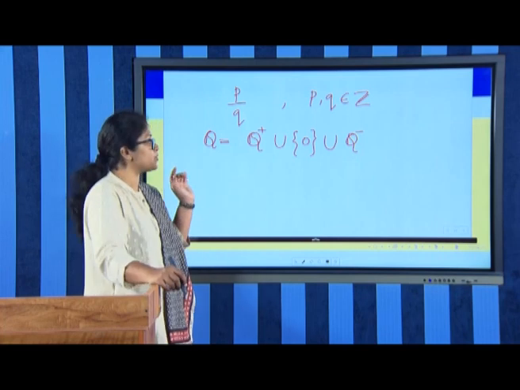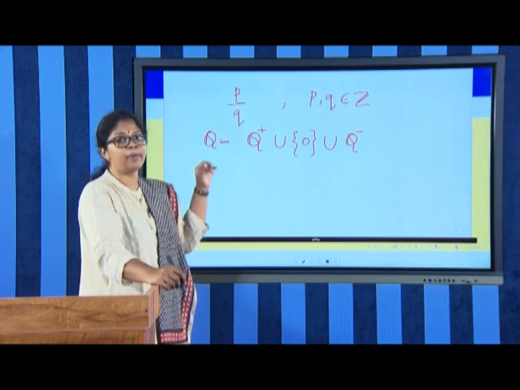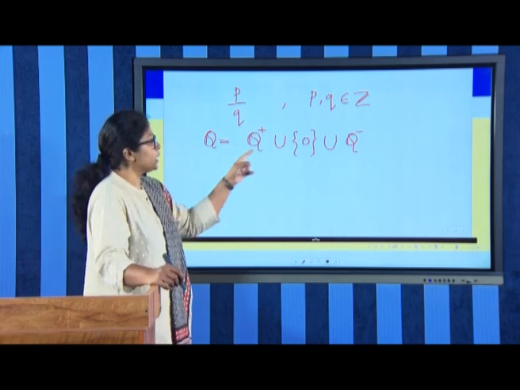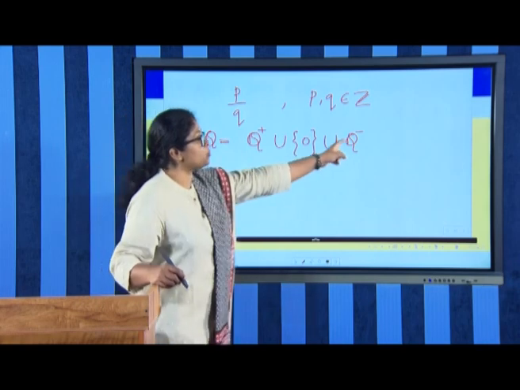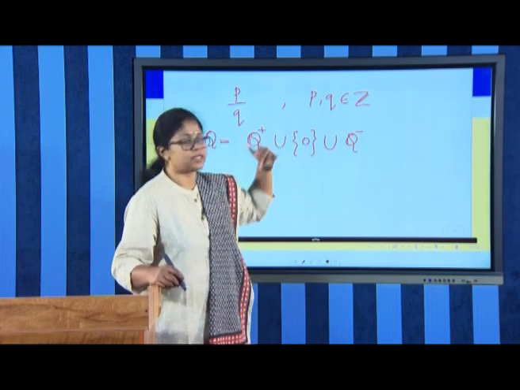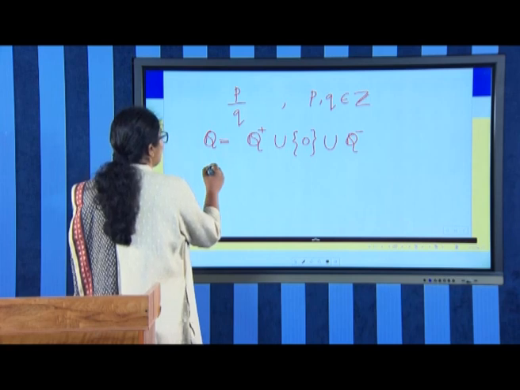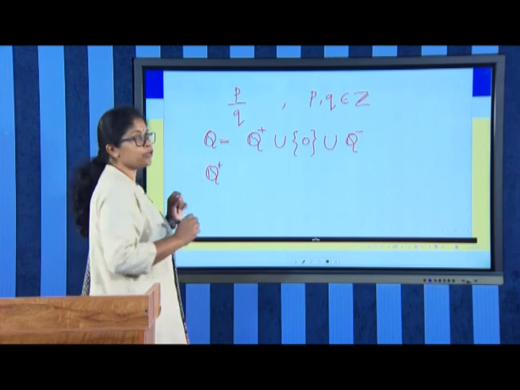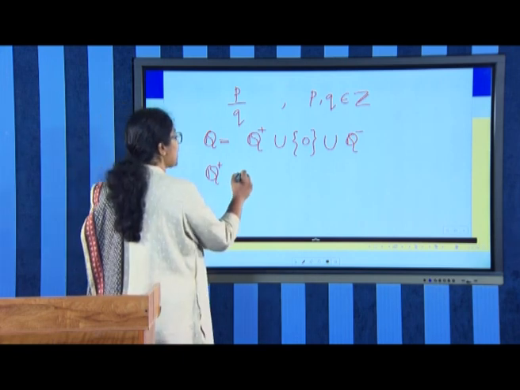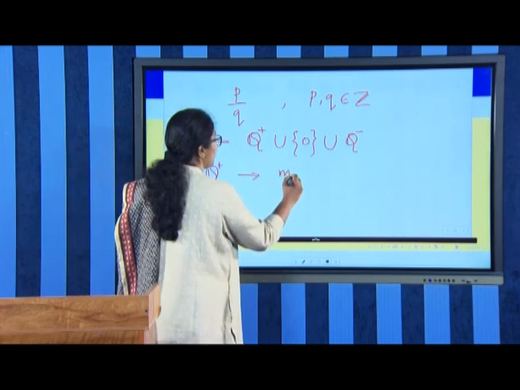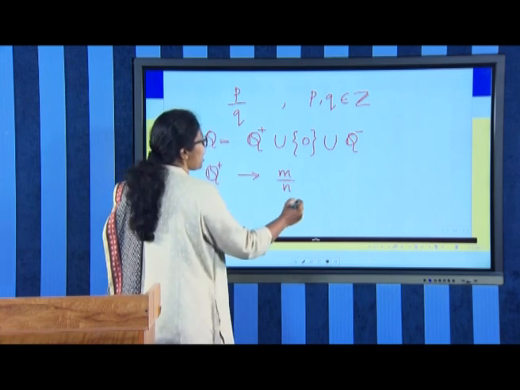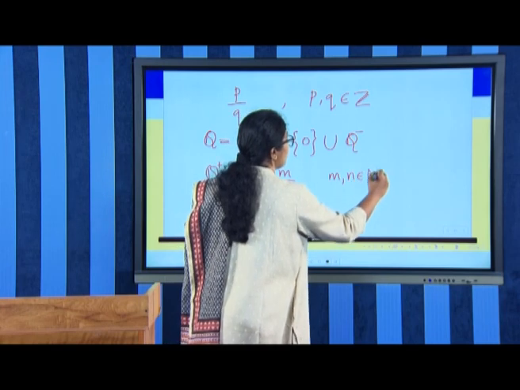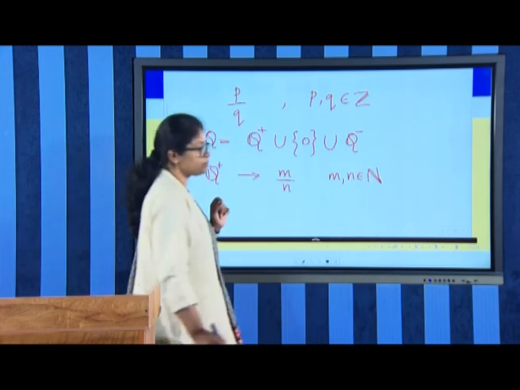We are taking into consideration all the rationals of the form P by Q, where both P and Q are of the same sign. Then set 0, and Q minus means P and Q are of opposite signs. Now, considering our Q plus, an element of Q plus is of the form m by n, where both m and n are natural numbers.